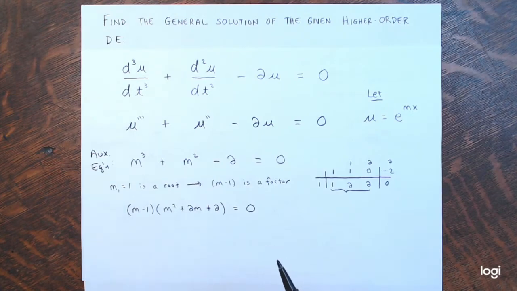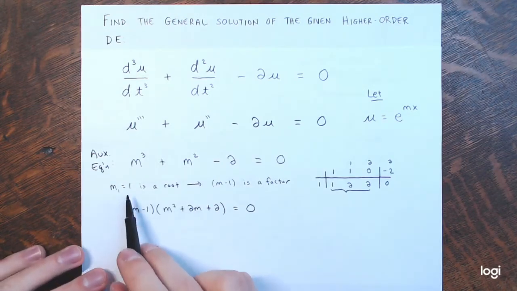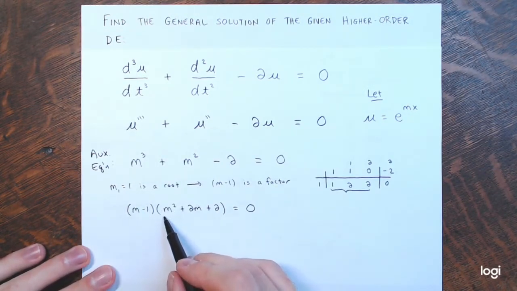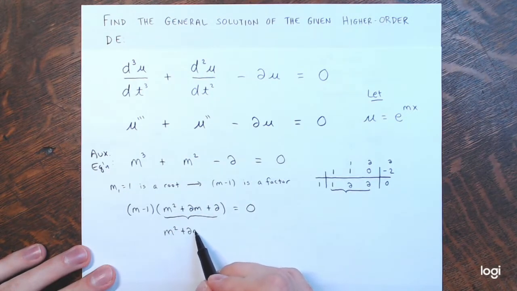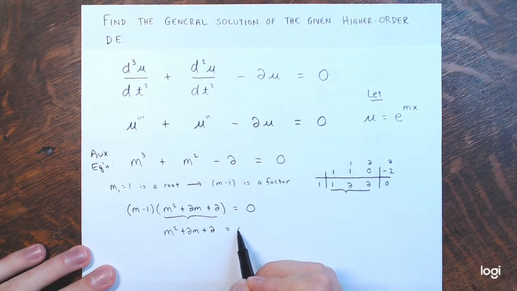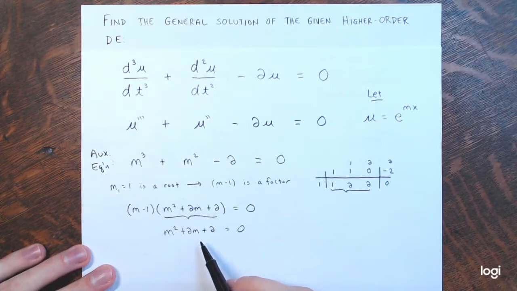Alright. Now, like I said, we know that 1 is a root. Now we're just trying to figure out where this is equal to 0. Where is m squared plus 2m plus 2 equal to 0? You could use the quadratic formula, since it's not nicely factorable, or completing the square. I personally like completing the square.